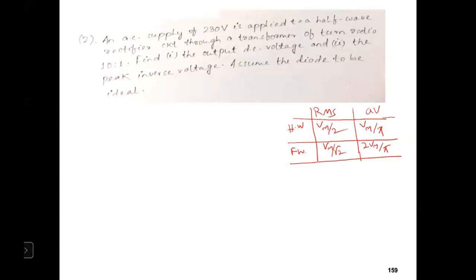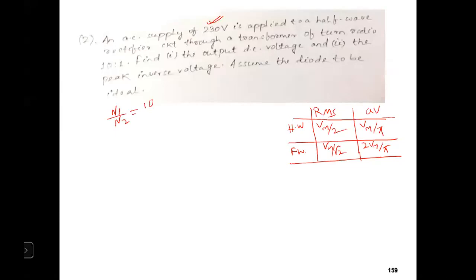Okay, so first it is saying the turn ratio. I hope you are somehow familiar with the transformer, because already you have studied the basic electrical, and also in the first levels you have studied it. So the turn ratio is given 10:1. That means N1 by N2, or primary by secondary, is given as 10. Now first of all, it is given 230 volt is applied to the half wave rectifier. That means 230 volt AC is applied to the transformer.